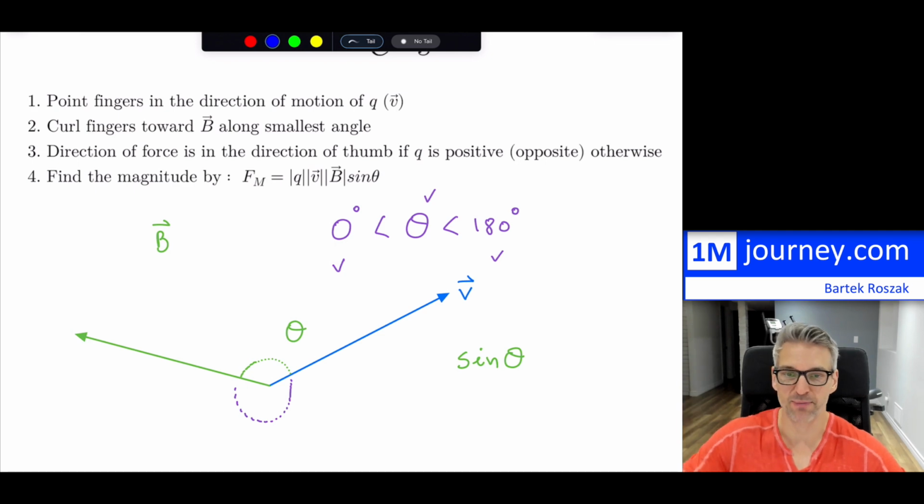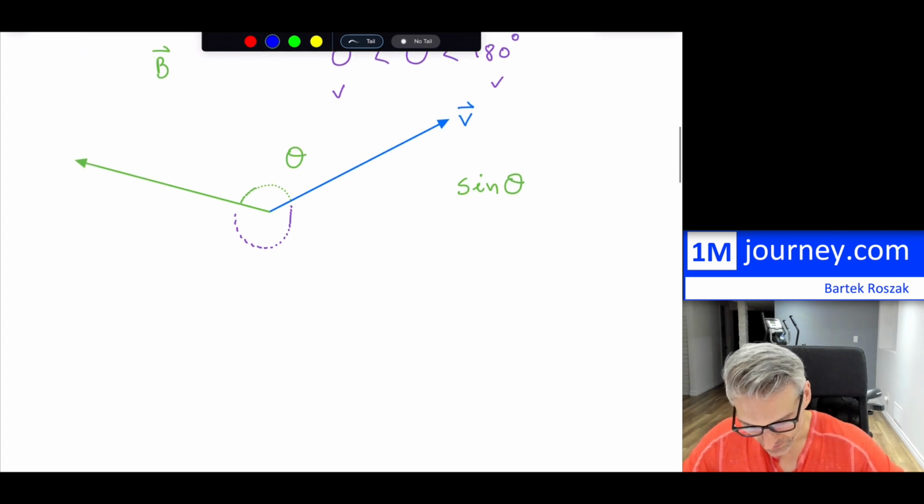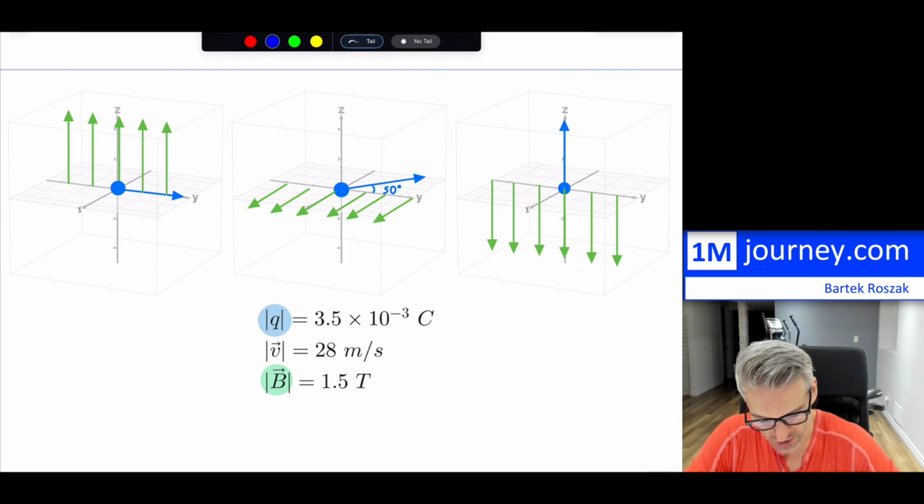That's what you have step by step. Let's take a look at a few examples to illustrate this. So I have created a set of examples. Here's our charge.